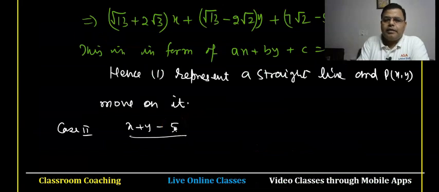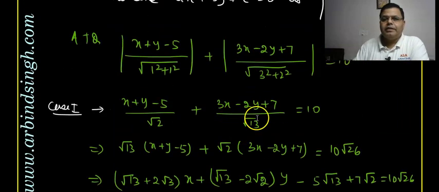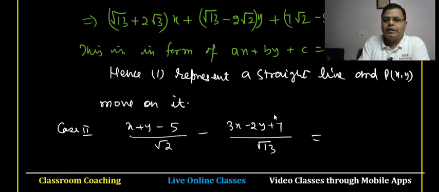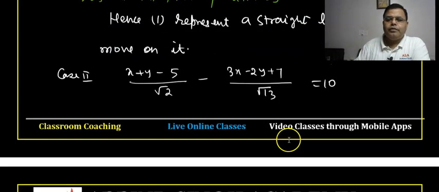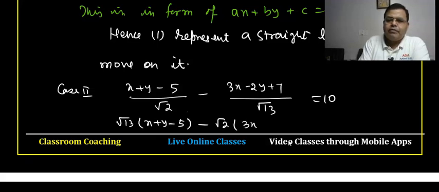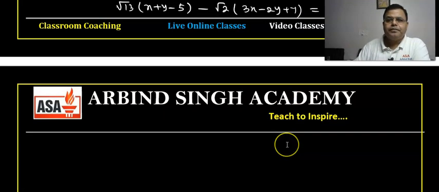X plus y minus 5 upon root 2 is positive and this one is positive too, 3x minus 2y plus 7 upon root 13 is equal to 10. In that case, root 13 will multiply this side, x plus y minus 5, and root 2 will multiply this side, 3x minus 2y plus 7, is equal to 10 root 26. That further can be written as, again, this is a system of line passing through two points.